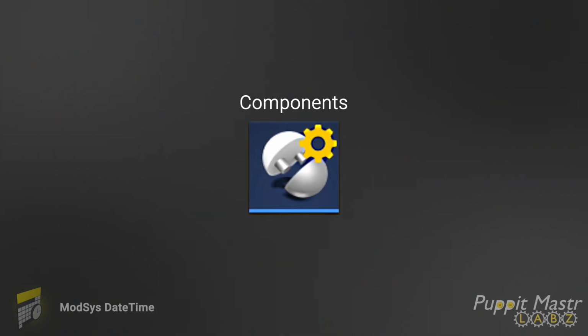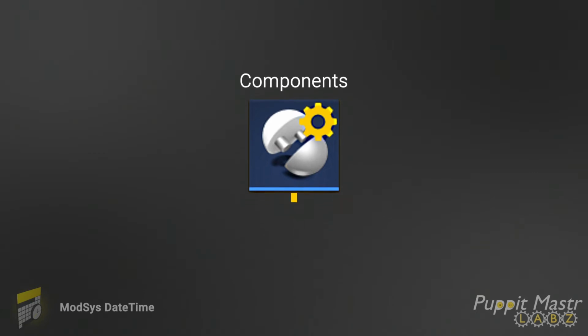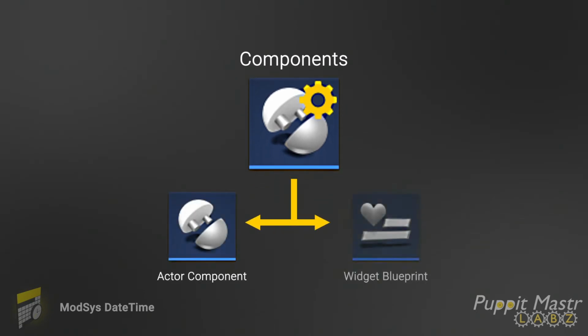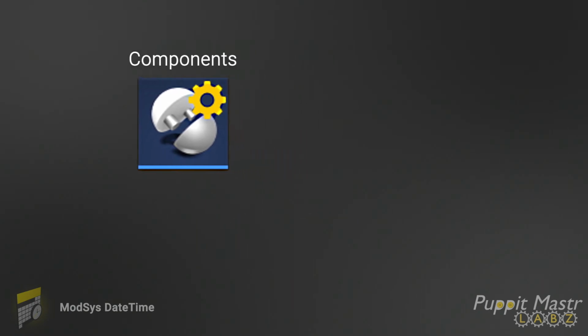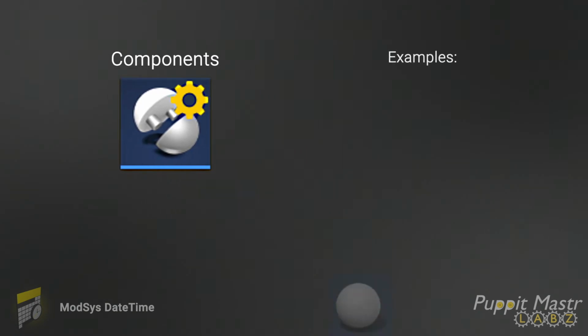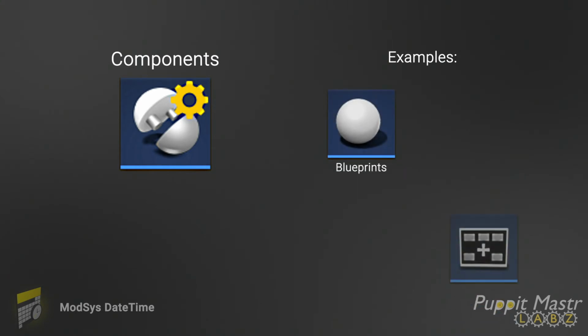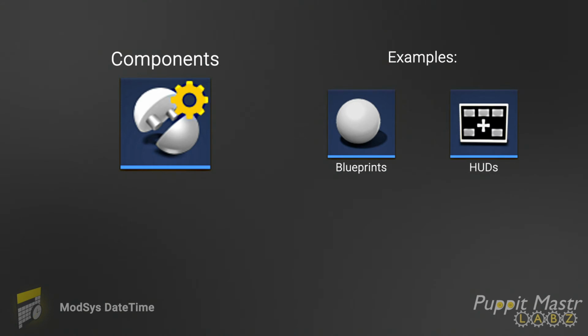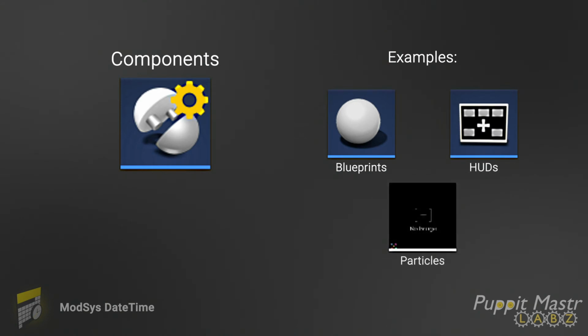The components are used to access the manager and display relevant data. Every component has a functionally identical actor component and widget blueprint variation. Some examples of what you might use a DateTime component in are blueprints used for clocks that will be placed in the level, HUDs that consist of a clock or a calendar, or particles for something like fireflies that are triggered to come out only at night.